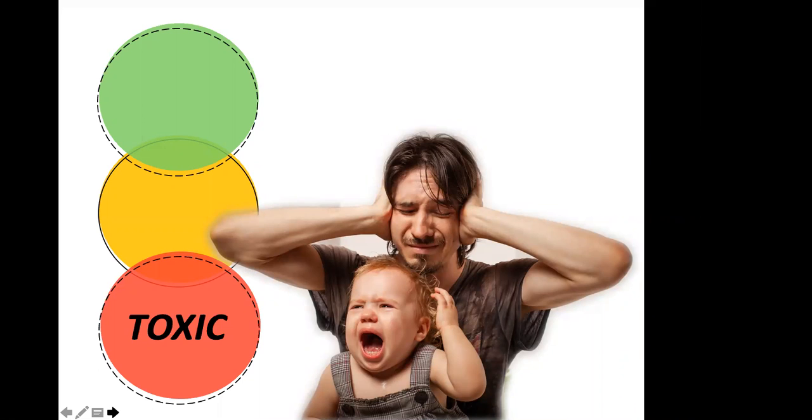When we look at this picture, everyone is stressed out. The child is dysregulated, and so is the father. When we think about toxic stress, we're talking about the prolonged activation of the stress response system in absence of protective relationship. So the difference here between a tolerable stress event and a toxic stress event is a relationship.